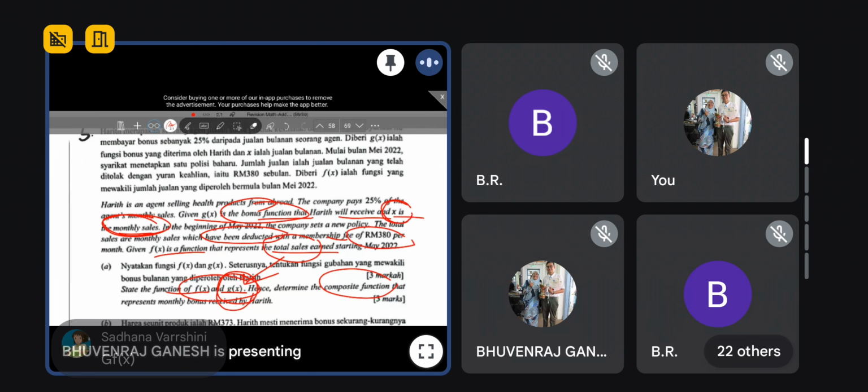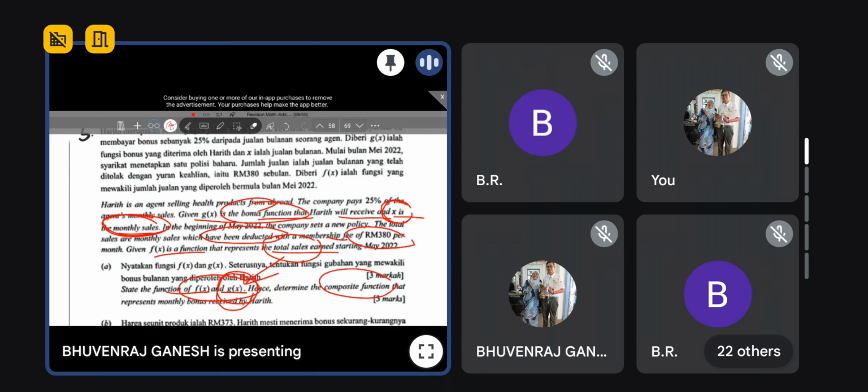Yes, GFX. Don't confuse, guys. Some people will say FGX, but wrong. Okay, it's GFX. Because basically, total sales will come first. Then only the bonus function will be given for the total sale. That's why FX tu kena datang dulu. Okay, jumlah jualan tu dulu. Baru fungsi bonus akan dikenakan terhadap jumlah jualan. Make sense, right? Okay, you have to have a total first. Then only you take a certain percentage of the total.